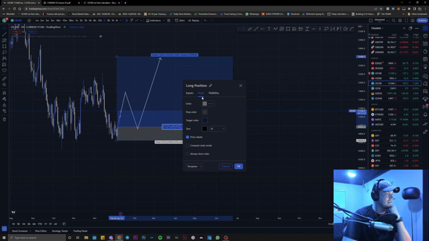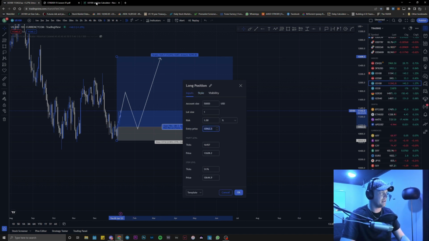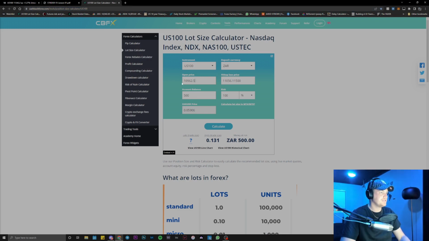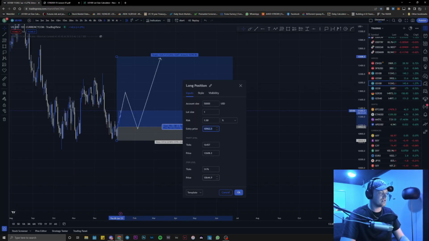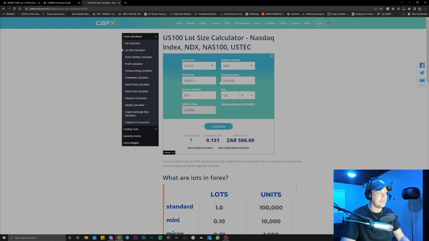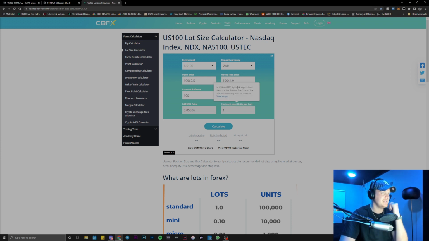You can double click on this, find your inputs. This is your entry price. You copy that, you paste it into your open price. Your stop level is this price. You copy and paste that into your stop loss place. Make sure your currency is on ZAR. Account balance 100 Rand, risking 10%. Calculate lot size based on MT4 and MT5.